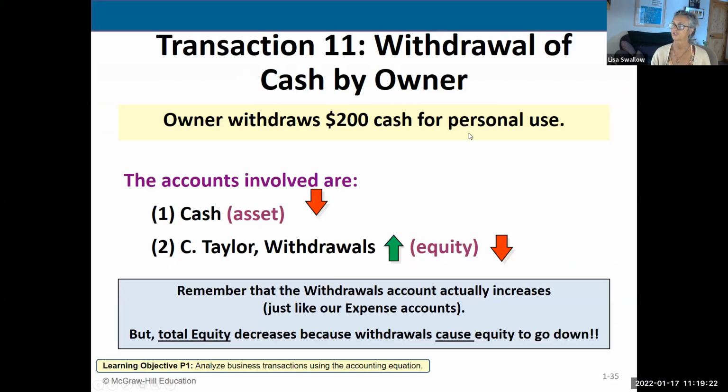The owner, Chaz Taylor, decides that he's going to take out $200 for himself. That is a decrease in equity. Withdrawals, this is like an expense, remember this kind of funky one. Yes, the withdrawal itself got higher, but withdrawals and expenses decrease equity. So total equity decreases because withdrawals cause equity to go down. Book this, balance everything, and we will be at the end of this video.